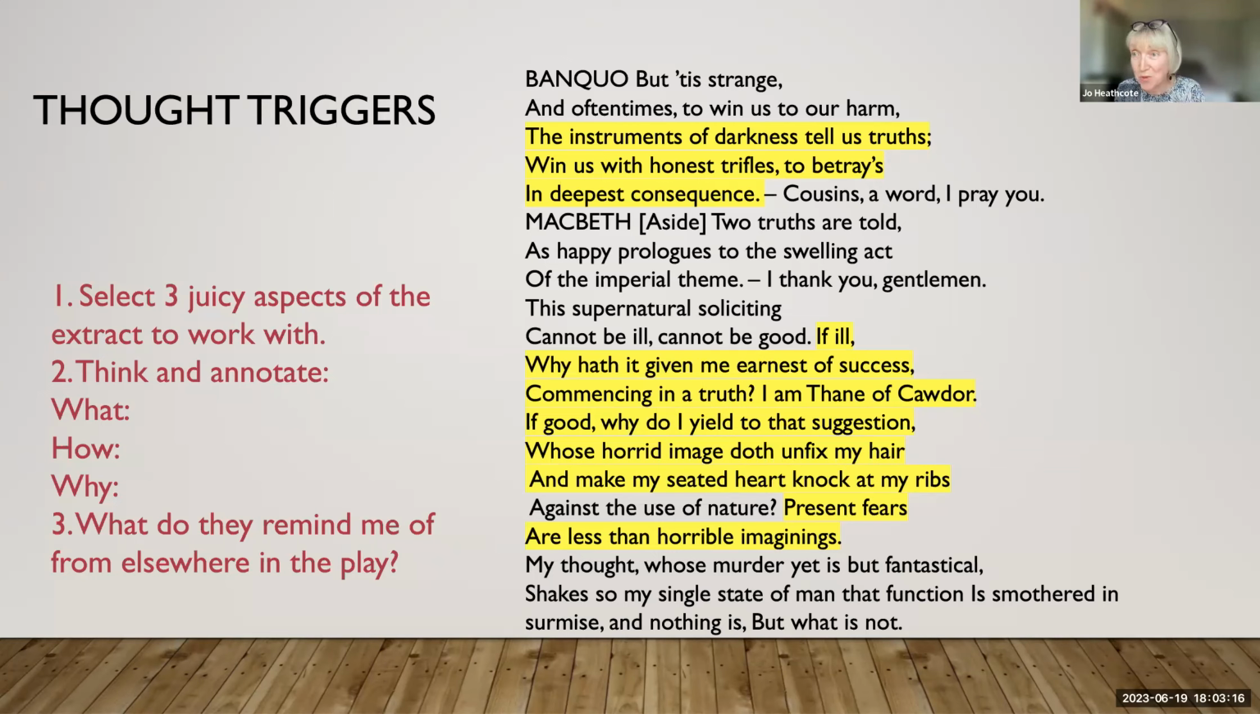So again, I want to be thinking about this. What do I understand for AO1? How does Shakespeare show me for AO2? And why is he doing it? Why did he even bother in the first place for AO3? What's his intention here? And then, what do these things remind me of from elsewhere in the play? Can I use them to satellite out to be my thought triggers elsewhere into the play?